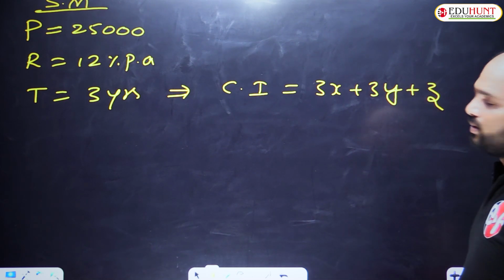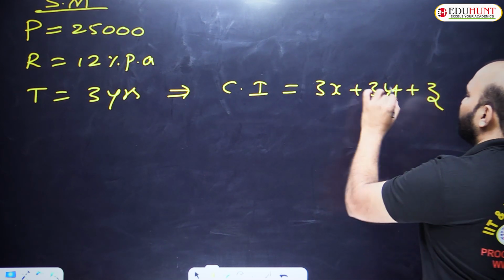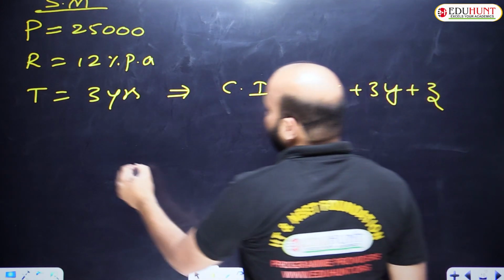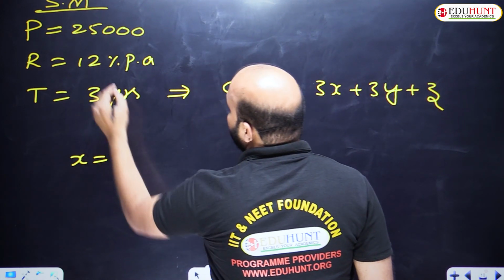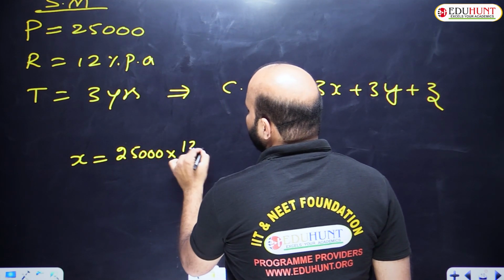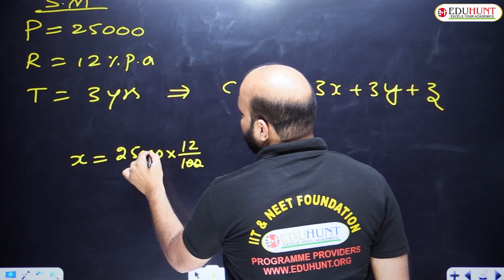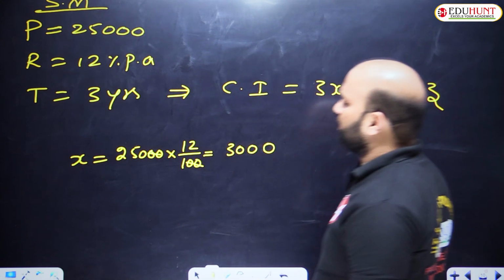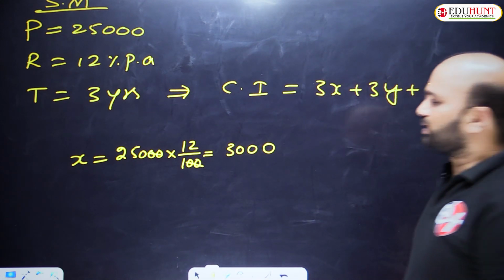This is the formula. So how will we get x, y, z values? x, y, z depend on the rate of interest. How much is given? 12%. So how will we get the x value first? 12% of principal, 25,000 given. So 12% value of 25,000, that is called x. What is the x value? 3,000. Am I clear? So 3,000 is the x value.